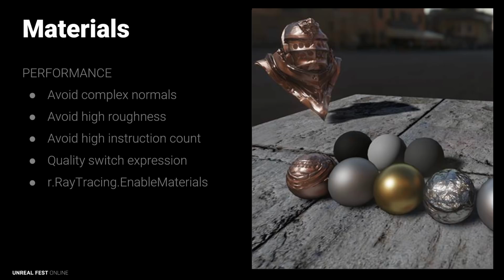Now, when working with ray tracing and materials, there are some considerations that are going to help improve the performance of your scene. First of all, there are some things you're going to want to avoid. You want to avoid complex normal maps. So any normal maps that have a lot of high frequency details, little bumps and so forth, keep in mind that normal maps are going to simulate light bouncing off of little perturbations on the surface in a realistic fashion.